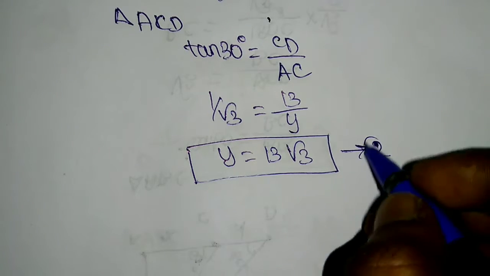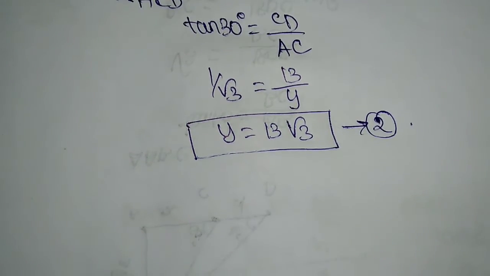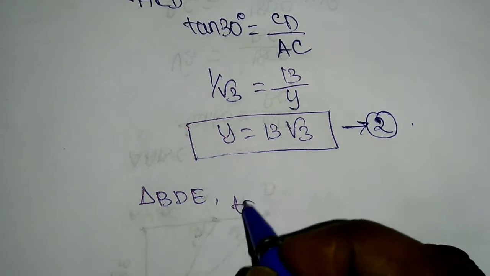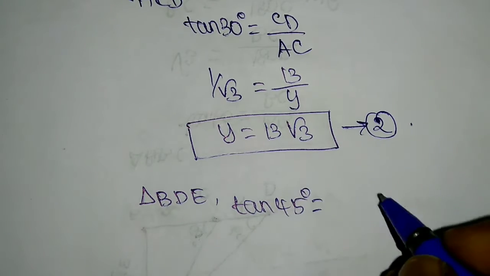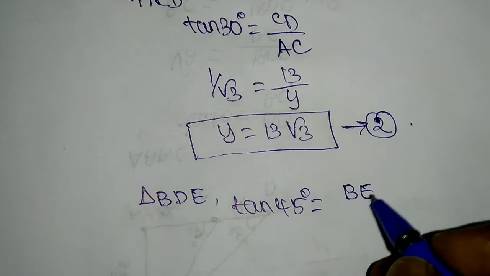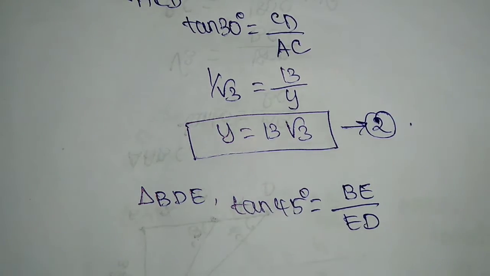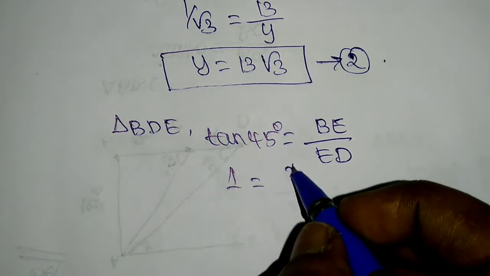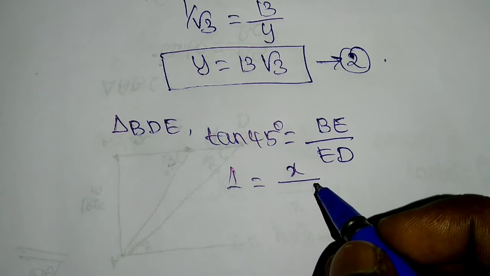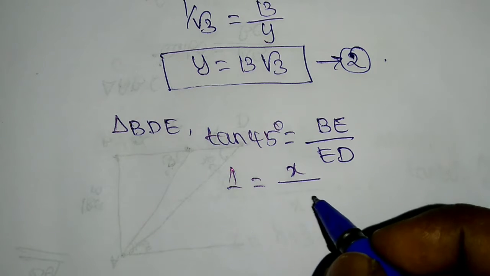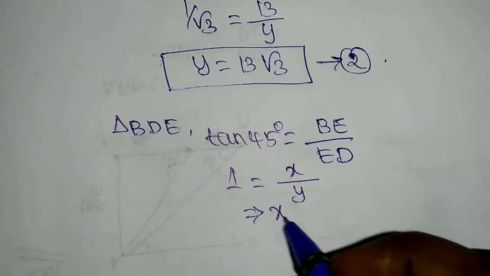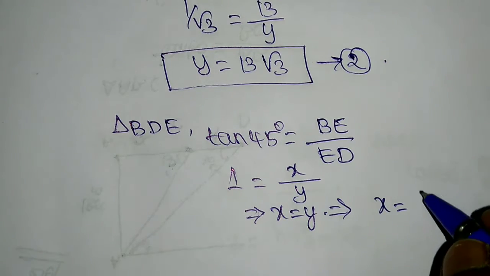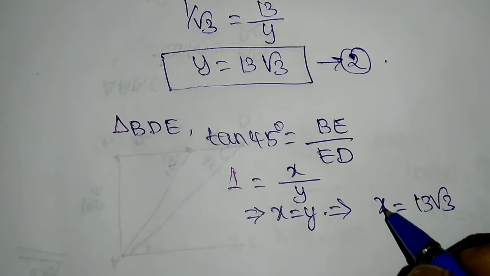This is equation number 2. Now from the triangle BDE we get tan 45 degrees equal to BE divided by ED. Here we get tan 45 degree is 1. So BE is X and ED is Y. So here we get X is equal to Y. So here we get X is equal to 13 into root 3.